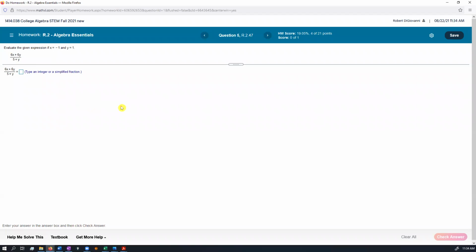All right, now, okay, good. Evaluate the given expression if X is negative 1 and Y is 1. So they give us this expression, 6x plus 6y over 5 plus y, and they want us to replace all our x's with negative 1 and our y's with 1s. So this becomes 6 times negative 1 plus 6 times positive 1, that's what y is, all divided by 5 plus y, but y is 1.